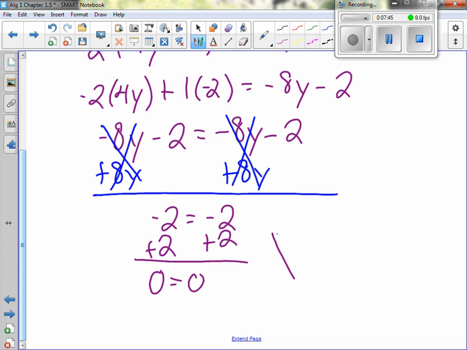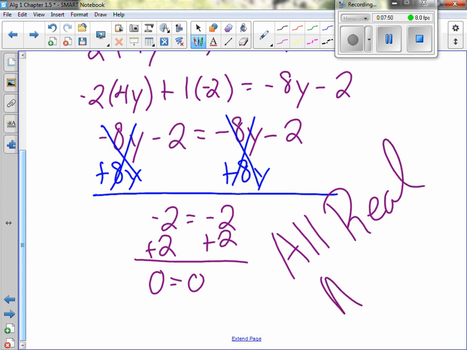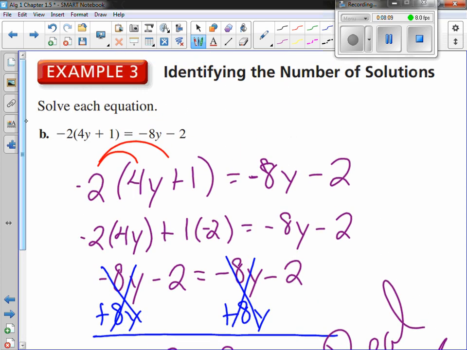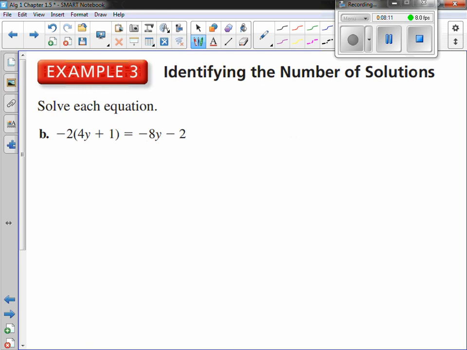So what that tells me is this is all real numbers. What that means is that any value of x that you want to plug in will work. Any value of x will work for this. This is all real numbers. So I'm going to erase all this. Let's give me a number. Doesn't matter what.